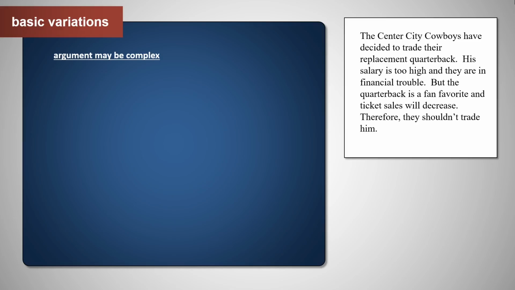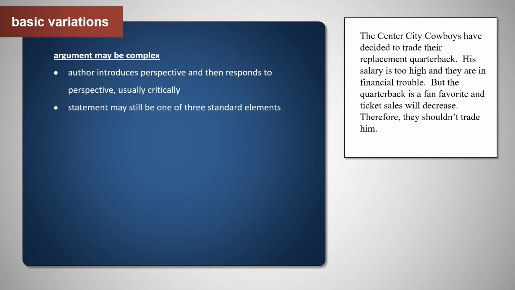And you see, this is what I've labeled the more complex types of arguments, because this argument is where the author introduces a perspective, and then responds to that perspective, in this case critically, and they usually will respond critically. So the perspective is the proposal or the plan of the Center City Cowboys to trade their quarterback. The response to that is that's going to have a negative consequence. You should not do that. So in these arguments, the statement may still be one of the three standard elements. They might ask for the conclusion that they shouldn't trade him. They might ask for the premise, the quarterback is a fan favorite and ticket sales will decrease.